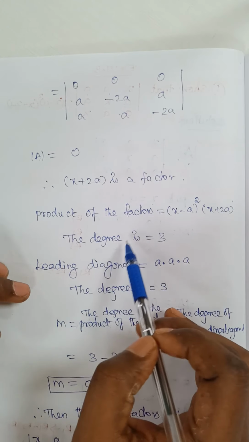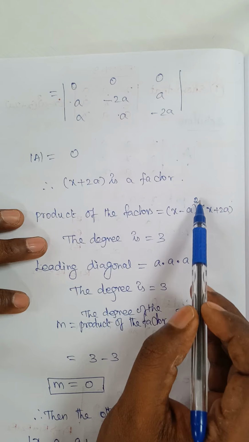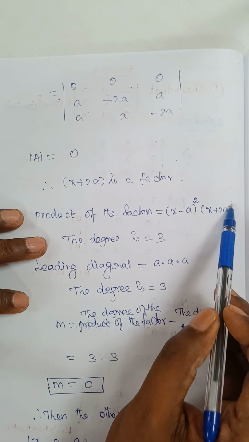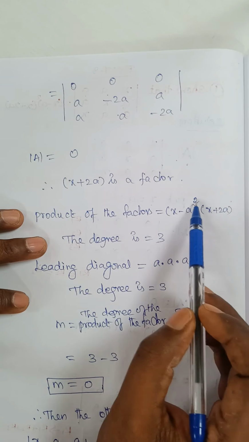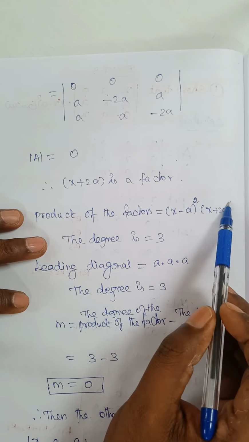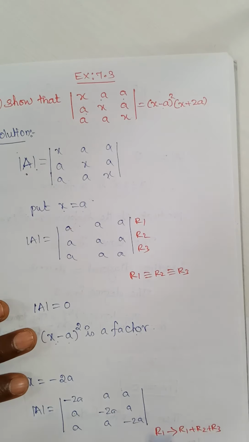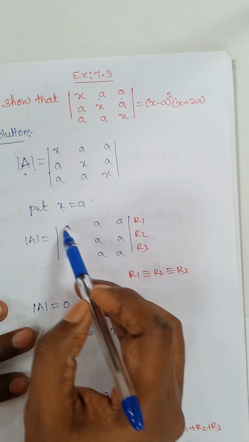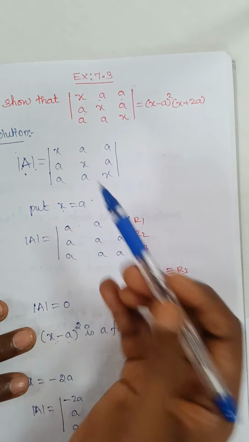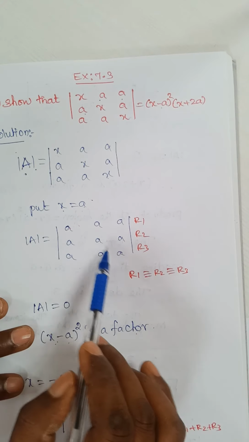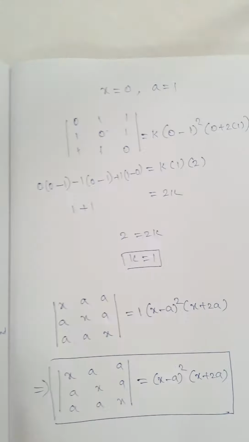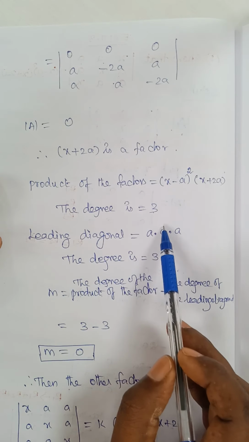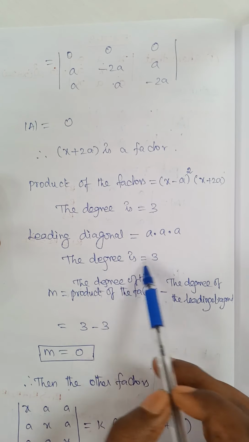Here the degree of the factors: (x minus a) the whole square has degree 2, and x plus 2a has degree 1. So 2 plus 1 gets 3. So the next, leading diagonal. Leading diagonals already said. From this determinant in the question we can take a. So now I am going to take a. So the leading diagonals are a into a into a. So the degree is what? A power 1, a power 1 and a power 1. So the degree is 3.